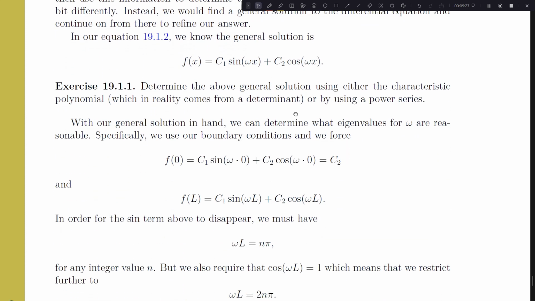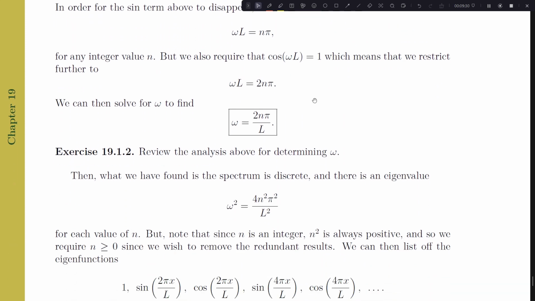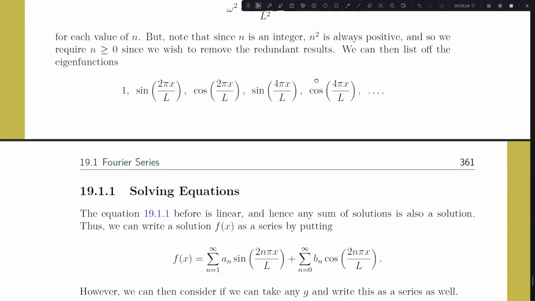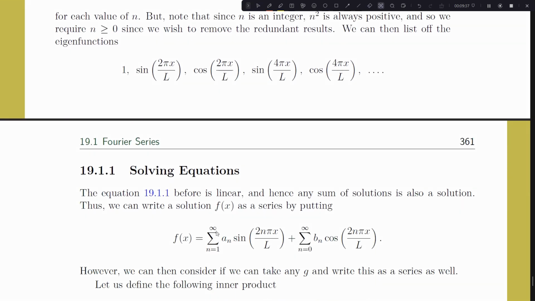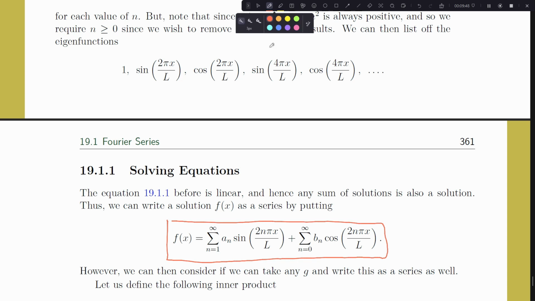So what does this look like? There's omega equaling 2n pi over L. So what does this look like as an orthonormal basis is our functions look like the following, where the sum on the right-hand side, we can make this a little bit more clear, the a sub n is the inner product of f with sine 2n pi x divided by L, and b sub n is the same, but now we have cosine. It's the inner product of f with cosine 2 pi n x over L.